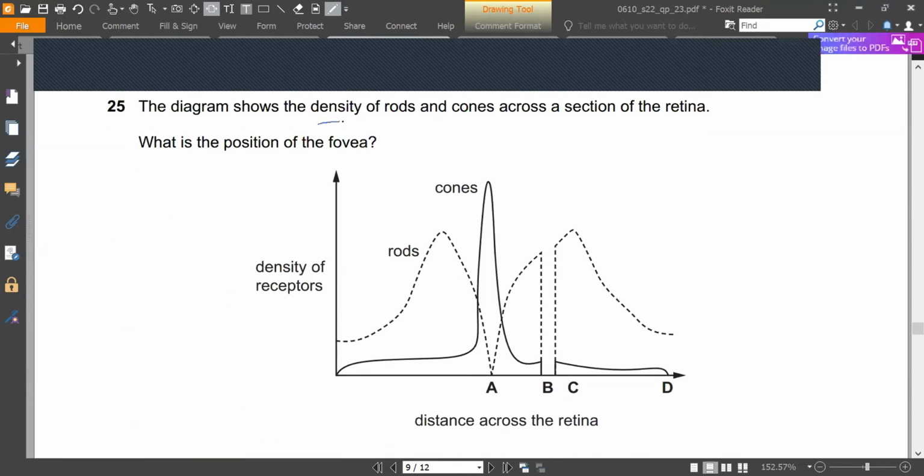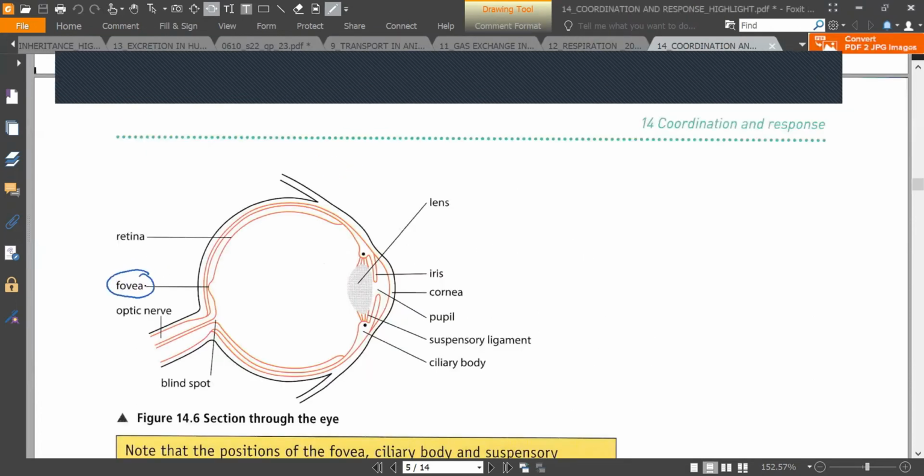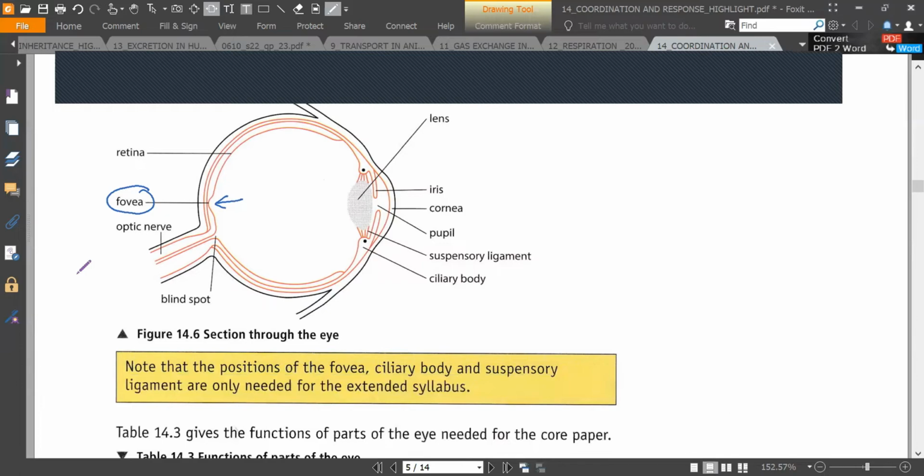Okay, the diagram shows the density of rods and cones across a section of the retina. What is the position of the fovea? The fovea is here. The fovea is the part where light is concentrated when we form the image of the objects that we are looking at.